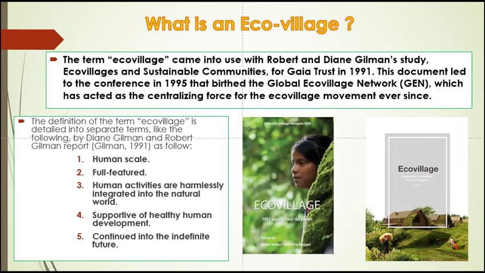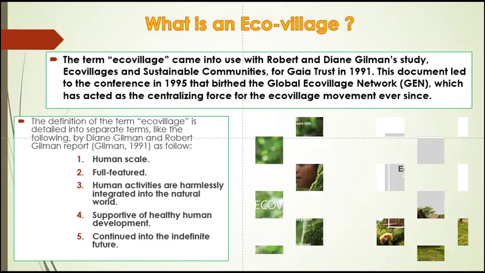The second term is full featured. This indicates the elements of daily life, residence, work, leisure, social life and commerce are present in balanced proportions. The third one is human activities are harmlessly integrated into the natural world. This one emphasizes the ideal of equality between humans and other forms of life. This involves the cyclical use of resources such as solar energy instead of fossil fuels. Supportive healthy human development refers to the mental, physical, emotional and spiritual health of the individual within the community as a whole, contributed into indefinite future that combines all the above principles under the umbrella of sustainability.